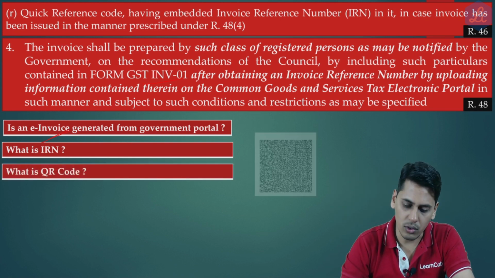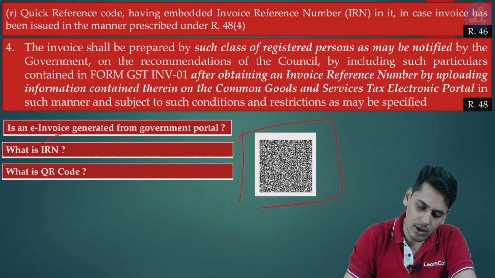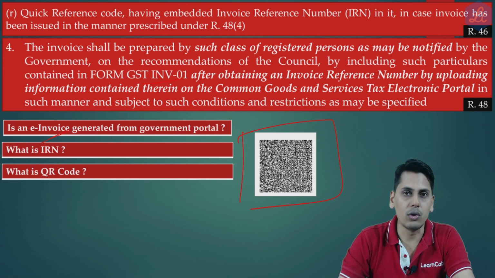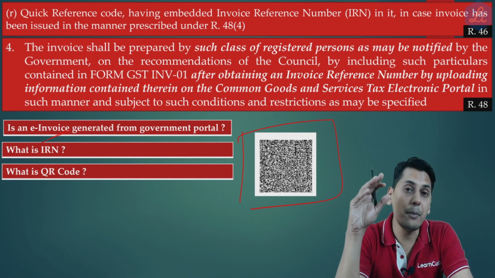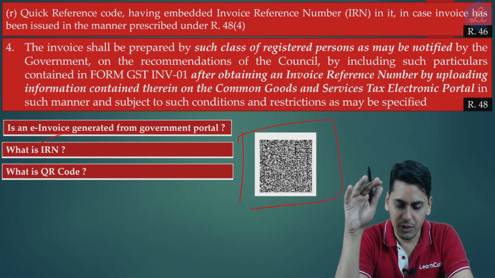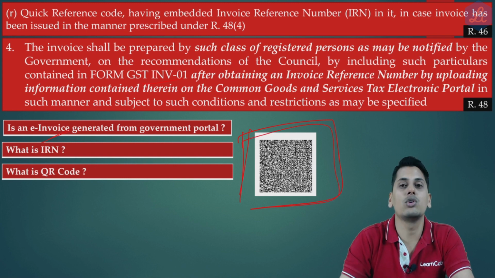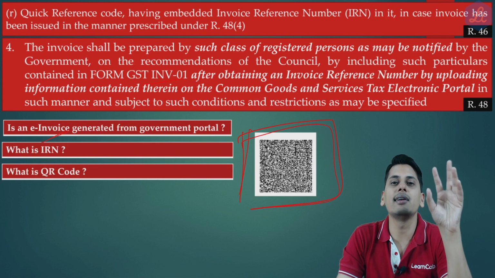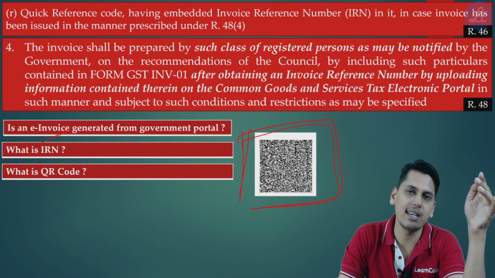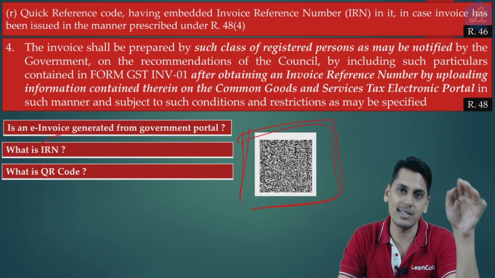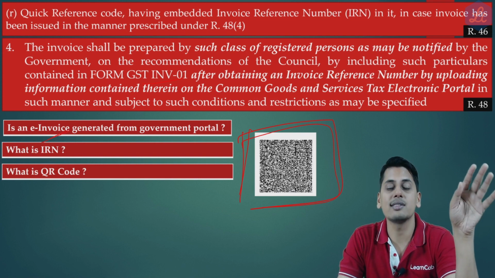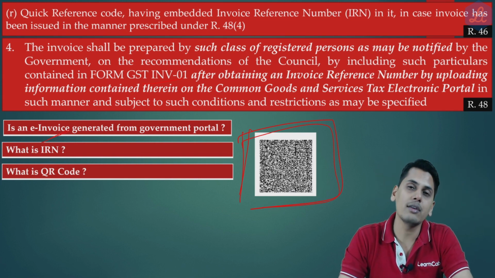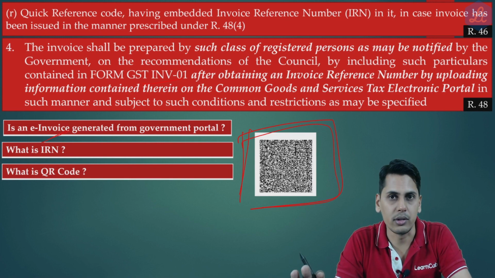What is a QR code? So, friends, QR code, all of us know this. All of you would have already seen this. This QR code would contain an embedded invoice reference number, which means when you scan this QR code, you are going to get the invoice reference number and other basic details of the invoice: what is the GSTN of the supplier, what is the GSTN of the recipient, what is the invoice date, what is the invoice number, what is the invoice value. These details you would get when you scan this QR code.